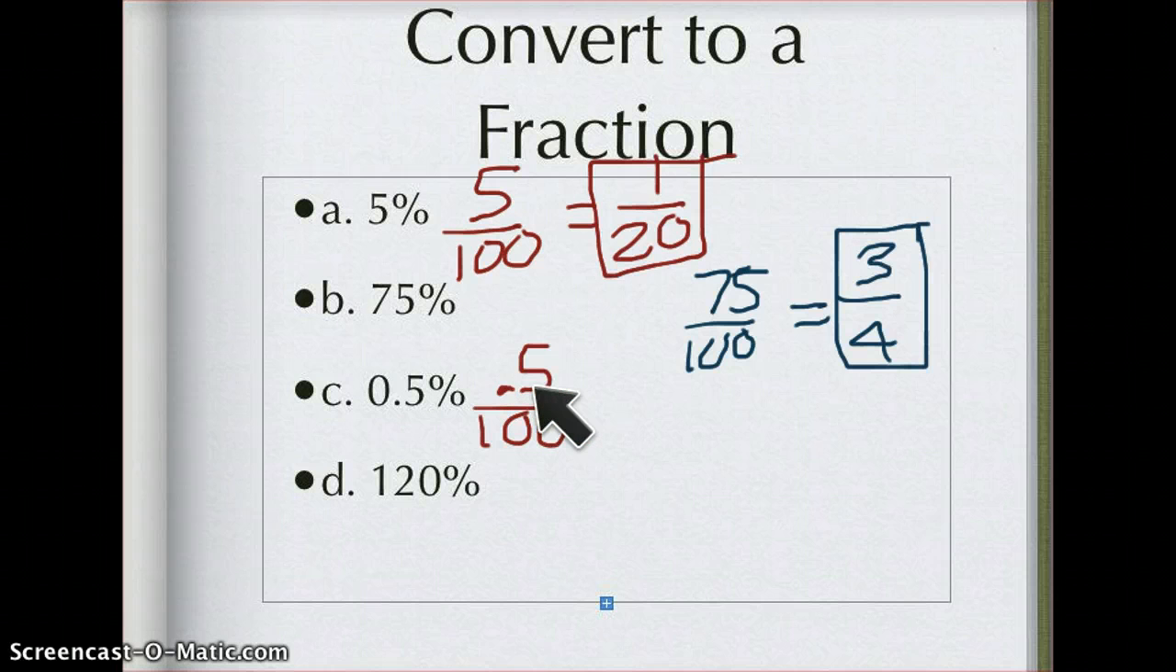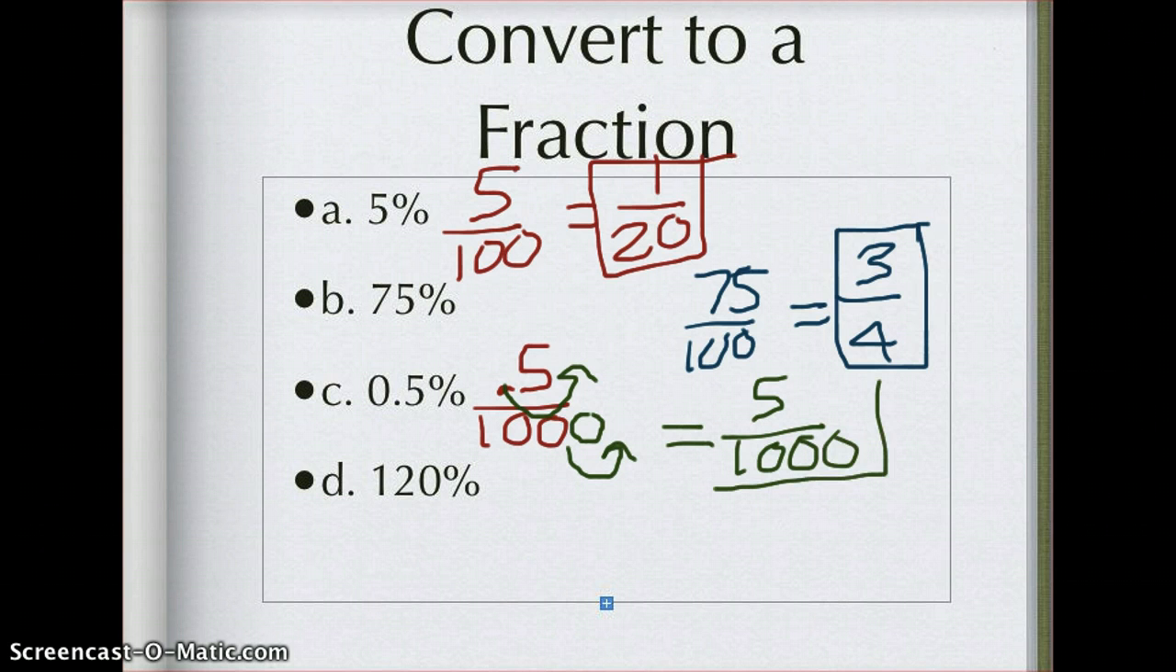It's 0.5, and I like to say to get the 0.5 to be a whole number, basically what I have to do is I have to move this decimal spot over 1. So if I move this decimal spot over 1 at the top, I also have to move the decimal spot over 1 at the bottom. So 0.5/100 becomes 5/1000. That one was tricky. I wouldn't feel bad about it if you couldn't get that one on your first shot, because that was hard.